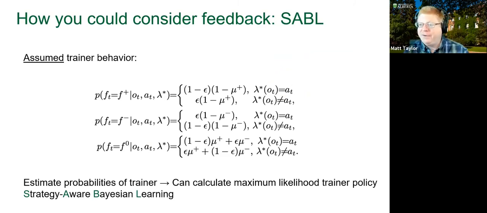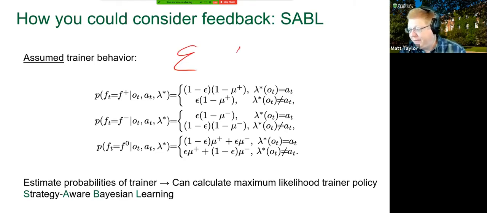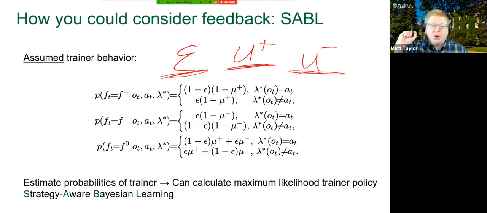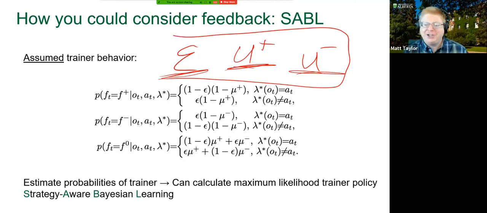Okay, so we've got this probability of messing up, this probability of giving feedback when the agent is correct, and of giving feedback when the agent is incorrect. Now we can write down this whole messy formula, and assuming we know these probabilities, how often the human hits the wrong button, how often they reward or don't reward, then we can figure out exactly what the MAP, the maximum likelihood trainer policy, is. So this is strategy aware. We think of these variables as a training strategy: strategy-aware Bayesian learning, or SABL.